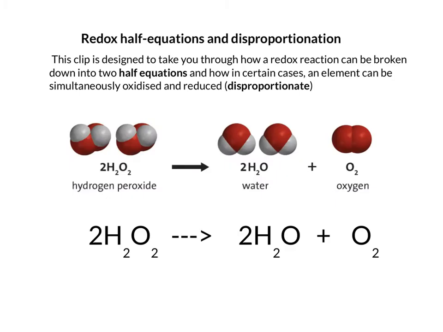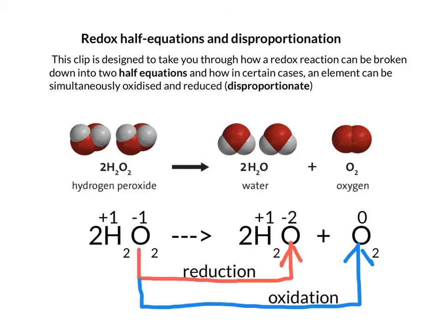So taking the same idea, this time why not pause the clip and see if you can put in the oxidation numbers for each of the elements on both sides of the equation, and then see if you can work out what element is disproportionated. So hopefully you got something similar to what I've put there. Now we can take the same idea using the arrows. So hopefully now you can see that the same element, oxygen, is being simultaneously reduced and oxidized.